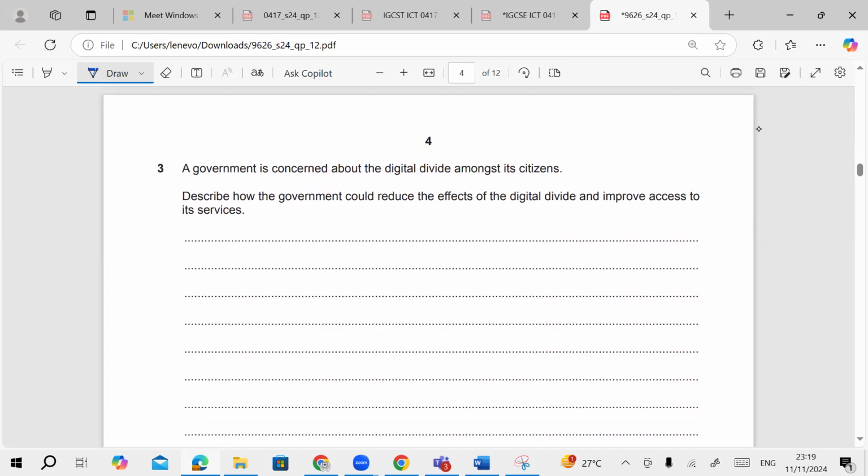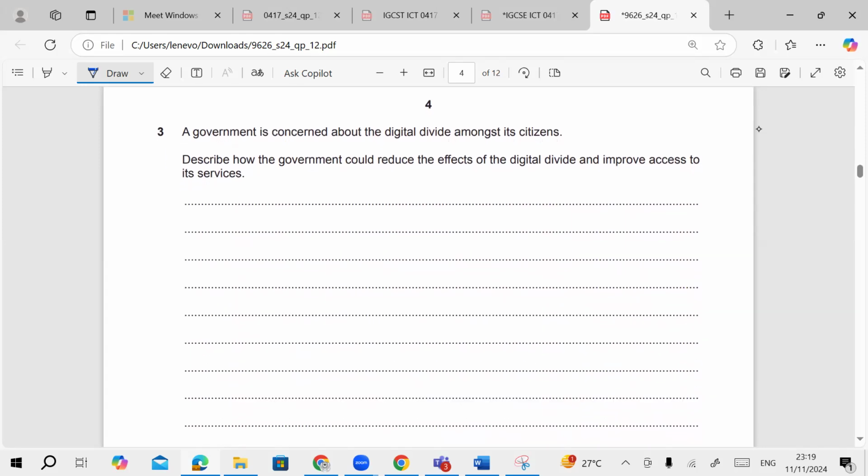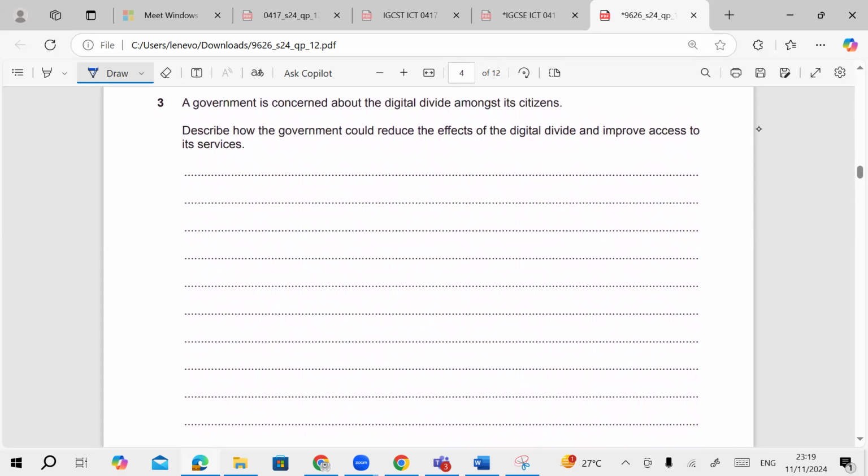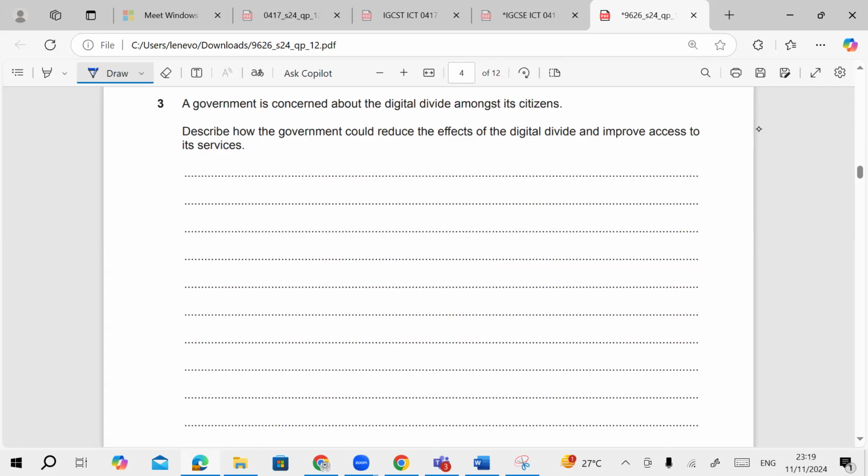Government is concerned about digital divide among its citizens. Describe how the government could reduce the effect of digital divide and improve access to IT. We have not yet discussed digital divide, but I would like to solve the entire topic to help those students who have done this. Well, in this particular question, we have to talk about the gap between people who have access to modern IT equipment and people who don't. So the task is how the government could actually reduce the impacts of digital divide and improve access to the services.